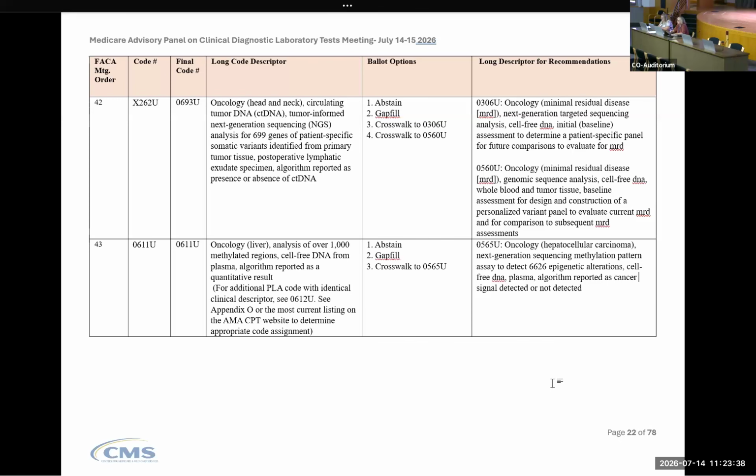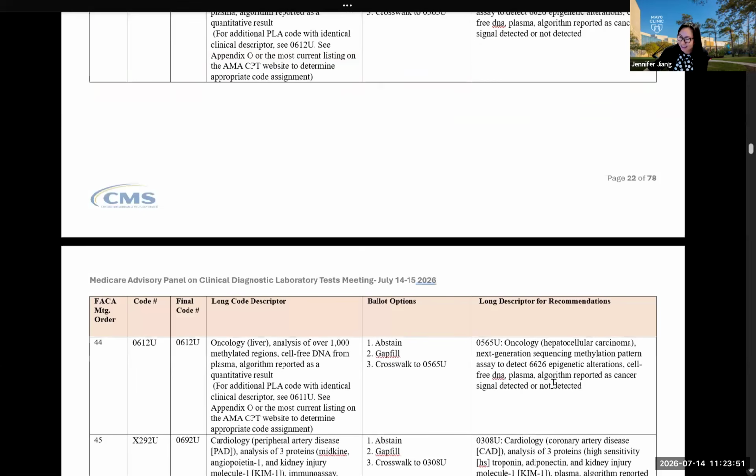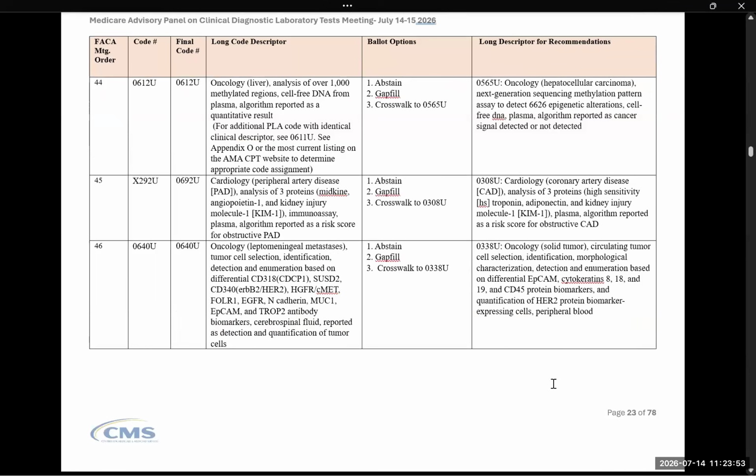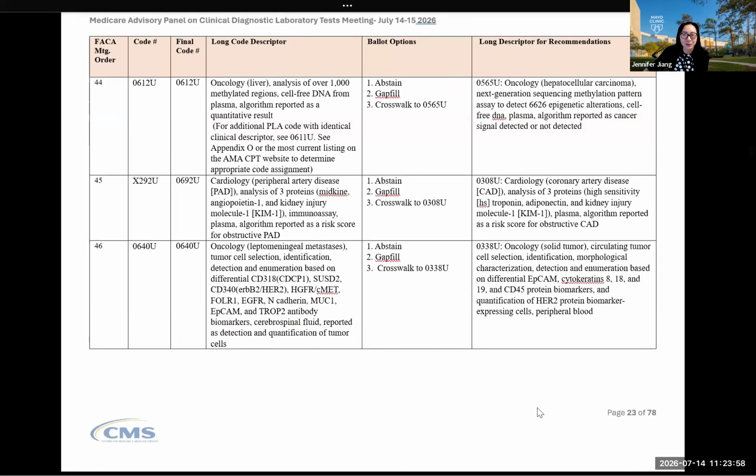All right, next up we have, I believe, the sister code to this code, 0612U. Yes, thank you. Again, I'm going to repeat myself. It has an identical, similar clinical descriptor and methodology, and again, we recommend crosswalk to 0565U, and gap fill could be another alternative option, but our panel recommends crosswalk to 0565U. Thank you.